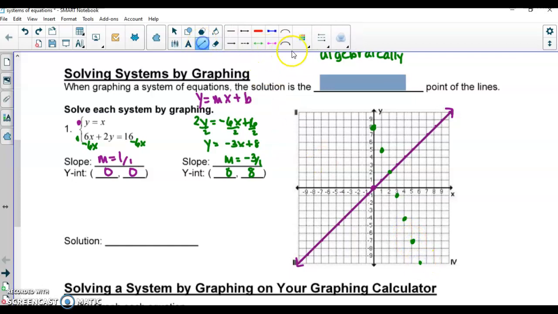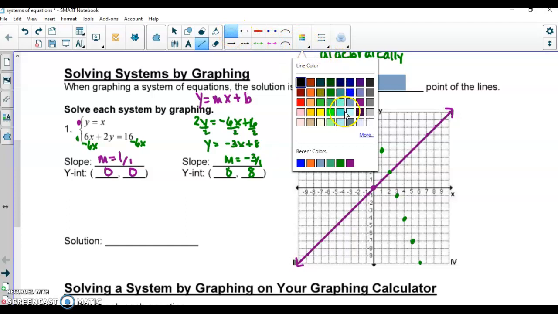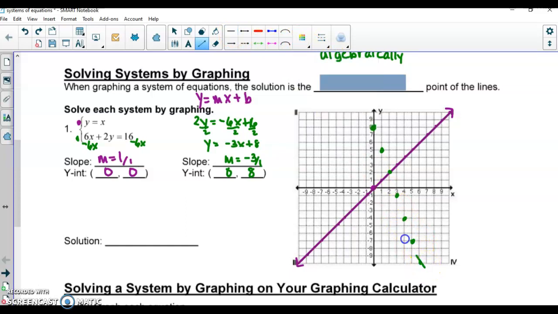Now you can use your straight edge to draw in your line. Don't forget, this is only a portion of the line that's fitting onto this graph. So make sure that you put the arrows on the ends to show that it keeps extending beyond the focus of this graph.